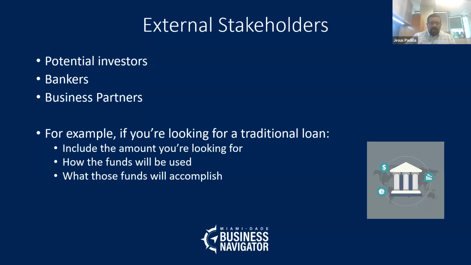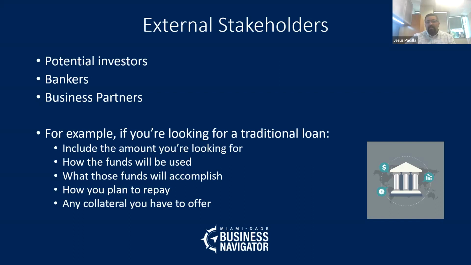It could be, I need $50,000 so I can start selling my pens, but I need a machine. This will accomplish generating more pens for production for me to sell, so I can scale my business to the next level. How do you plan to repay? And what collateral do you have to offer? These are some questions you should always have in the back of your mind, and be ready to answer should any of your external stakeholders ask you.